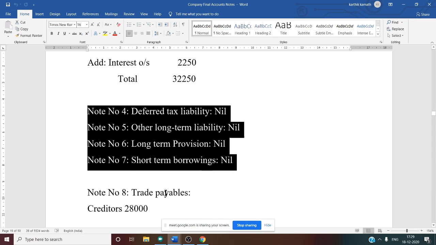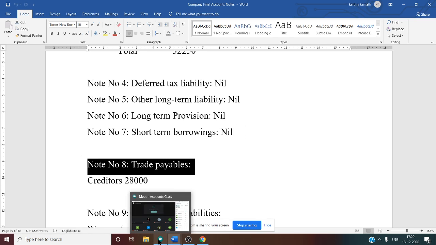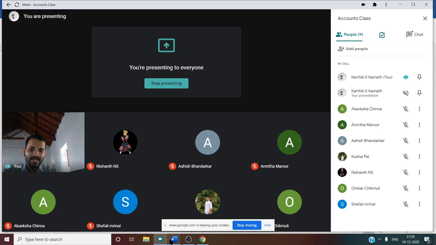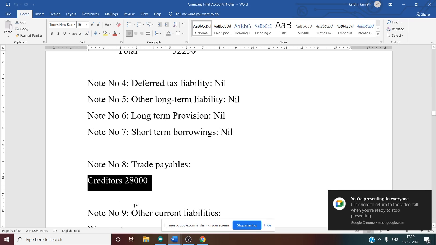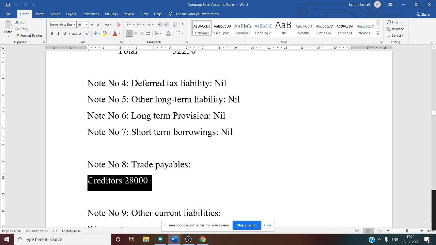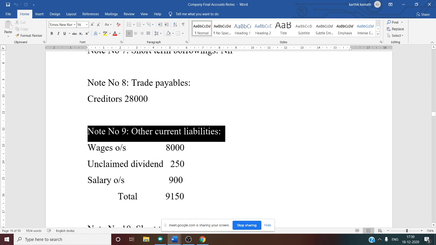Now we have to see working note number 8. Working note number 8 is regarding trade payable. For trade payable, only one piece of information, creditor. Creditor information is there and no other adjustment regarding the creditor. So you can directly write this information from the trial balance. So note number 8 is over, creditor. Note number 9, that is other current liability.